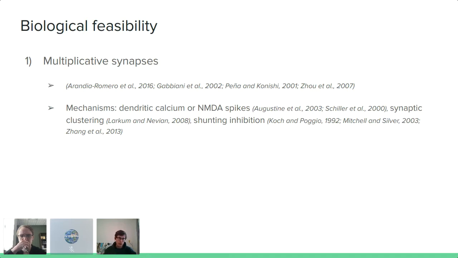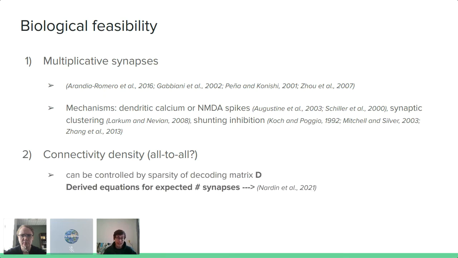So another potentially thorny aspect is the connectivity density, which, when you derive them, is usually all-to-all. And it turns out that these requirements can be relaxed quite dramatically if you allow the decoding matrix to be a bit sparse. And I invite you here to read our paper, where you can find many more details on that. And the last aspect is the necessity of having multiple connections among pairs of neurons. And this is something that has been reported, again, in experimental and reconstruction studies.